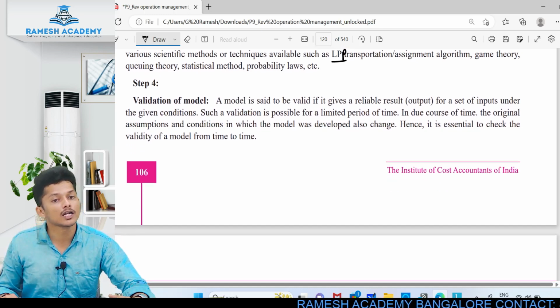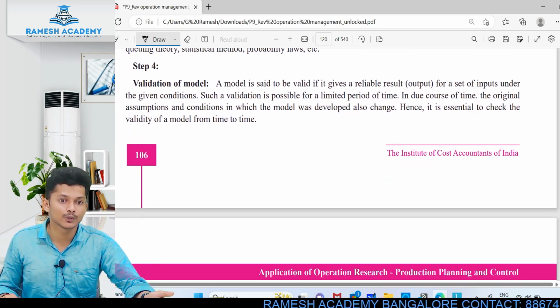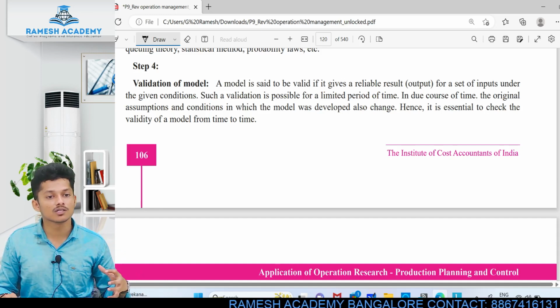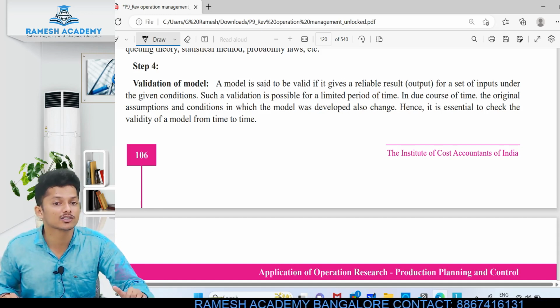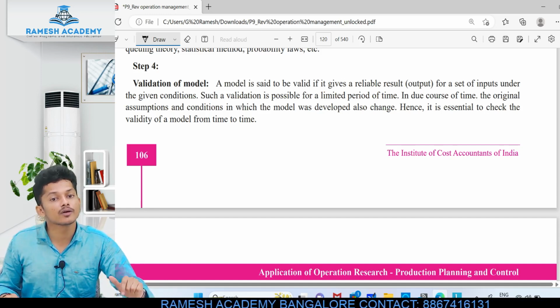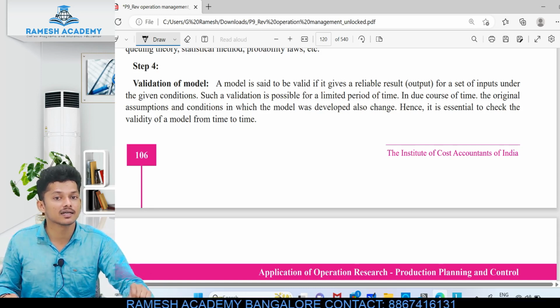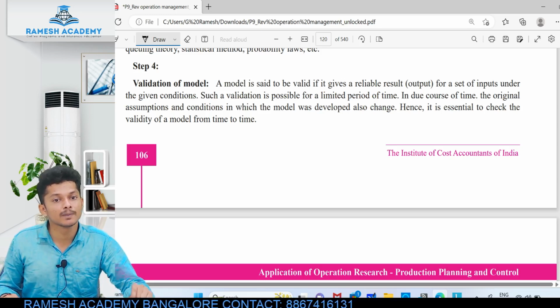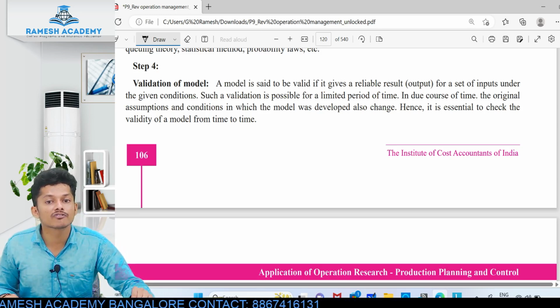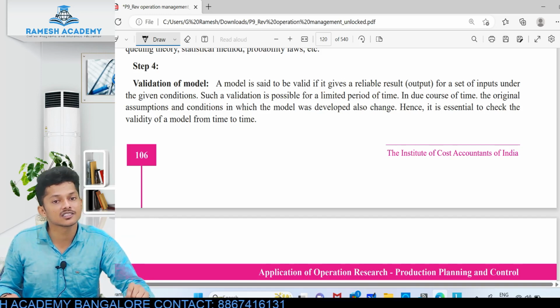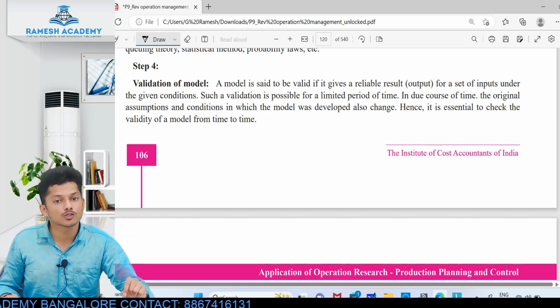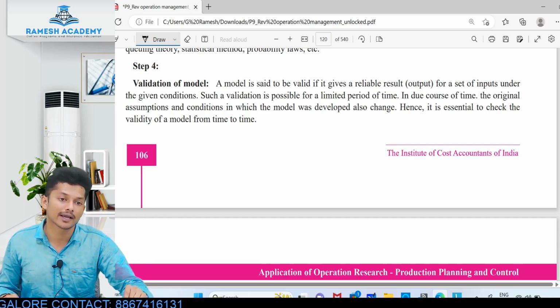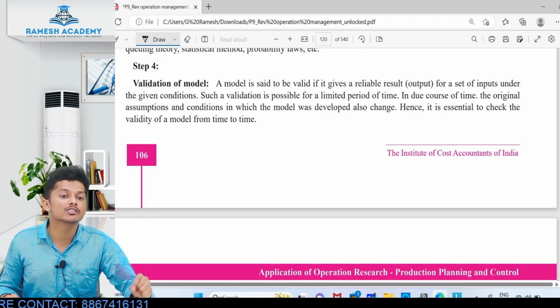Next, validation of a model. Absolutely right. You now collect the models also. Now you have to go with validation of a model. So a model is said to be valid if it gives a reliable result, that is output, for a set of inputs under the given conditions. Such a validation is possible for a limited period of time. In due course of time, the original assumptions and conditions in which the model was developed also change. Hence, it is essential to check the validity of a model from time to time. Okay, it is a validation of a model.